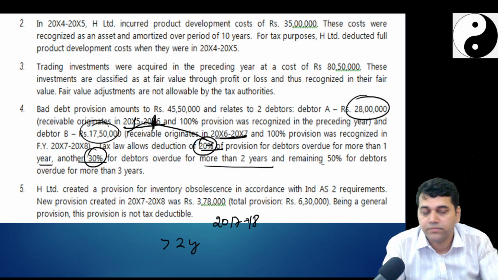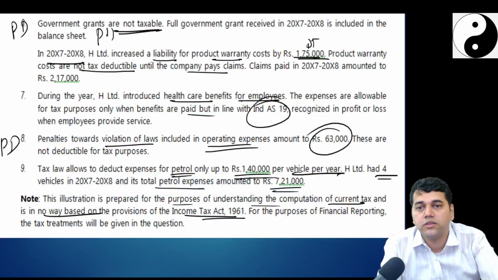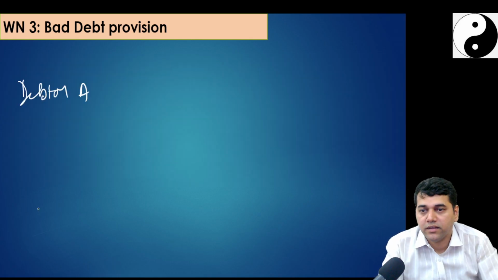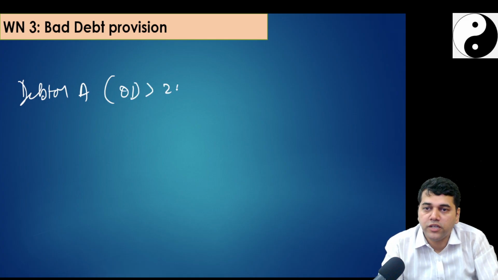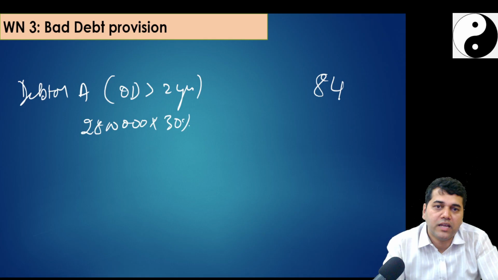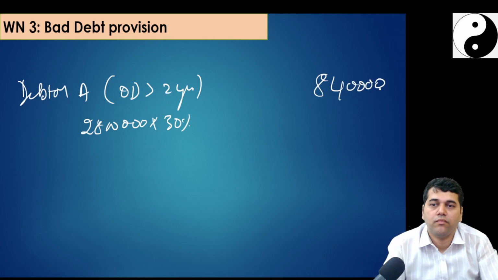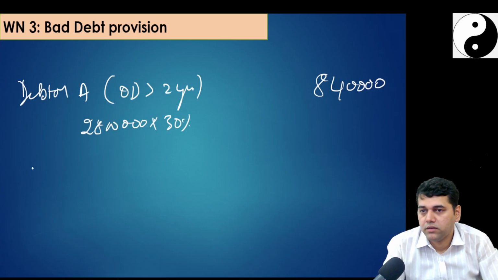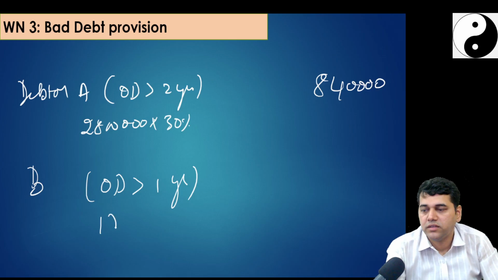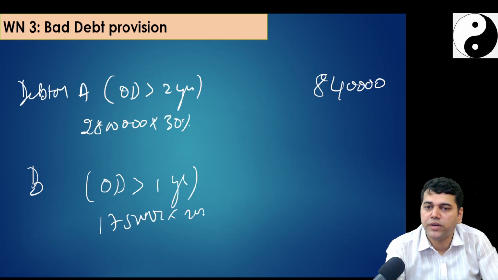Yes. Okay. So next is the debtors provision. For debtor A, which is overdue greater than 2 years, 28 lakhs into 30% we will calculate, which is 8,40,000. And B is overdue greater than 1 year, 17,50,000 into 20%.